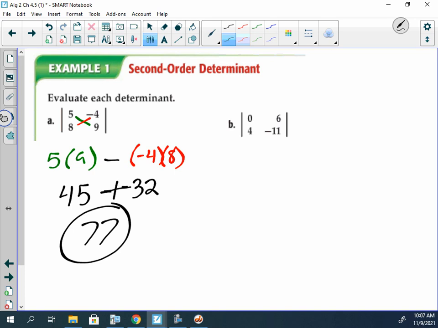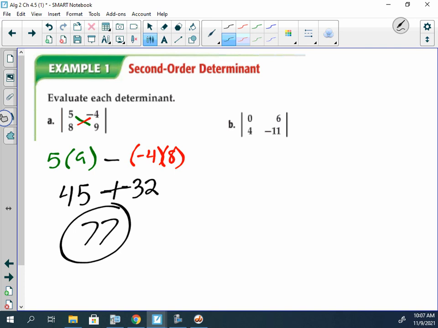Now, we can plug this into the calculator. But for a second order determinant, there really is no need to use a calculator. The time it's going to take you to plug in the matrices, pull up determinant, take determinant of matrix A, we could have done this by hand 2 times over, at least. So doing these here is not really a big thing.